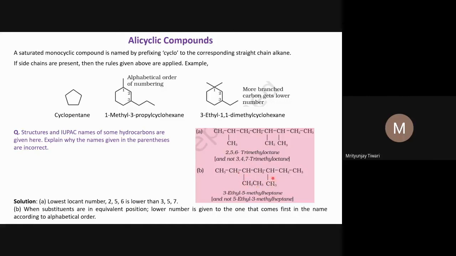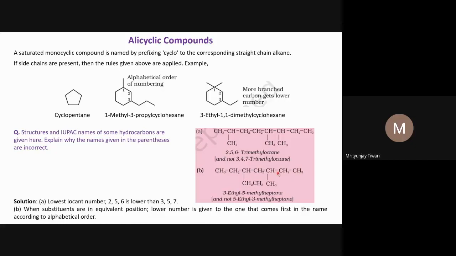So since the substituents are getting the same locant numbers, but they are different substituents, which direction to follow for numbering depends on the alphabetical ordering of the substituents. Alphabetically, ethyl comes first, so the numbering will be from this direction. So it will be 3 ethyl, 6 methyl heptane. Sorry, 1, 2, 3, 4, 5, fifth position. So 3 ethyl, 5 methyl heptane. And if numbering was done from the other direction, it will be 5 ethyl, 3 methyl heptane.